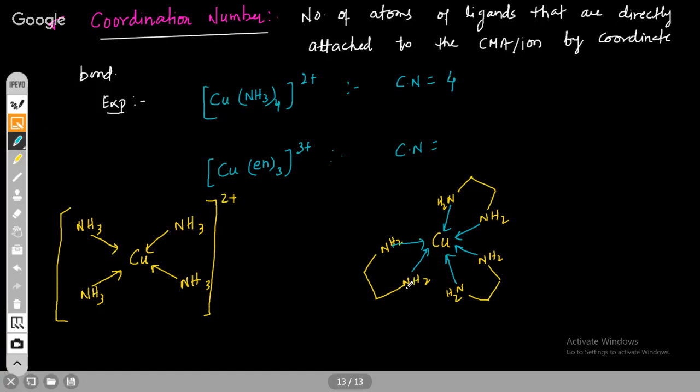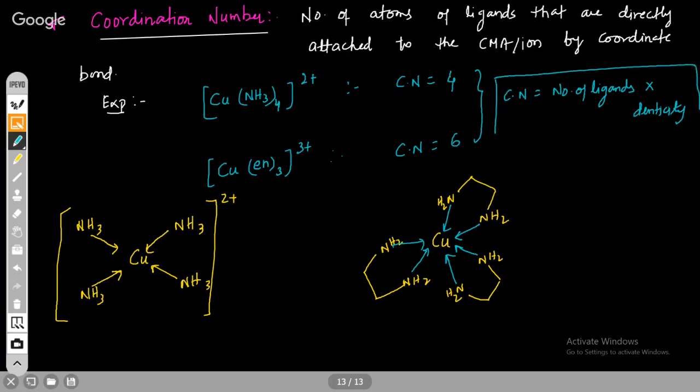Ethylene diamine has denticity 2. That's why 2 atoms are donating electrons here, and we have to count all these atoms. So the coordination number is 6 in this one. With these two examples, the formula for coordination number is the number of ligands present times the denticity of the ligand in the molecule.